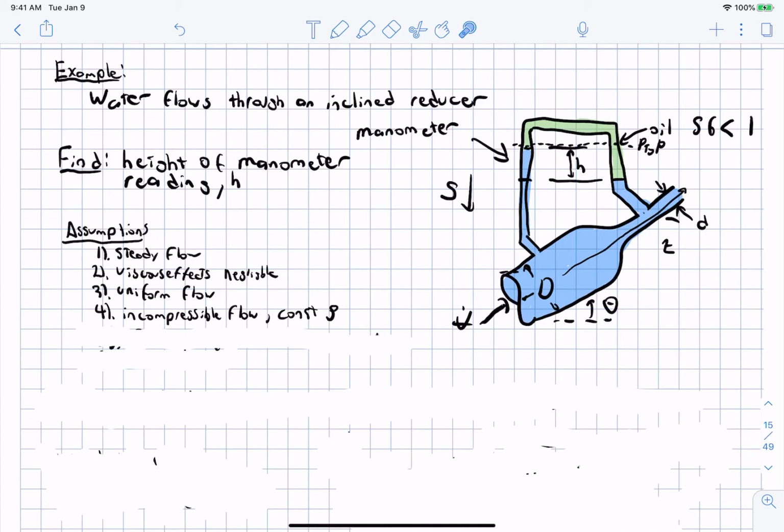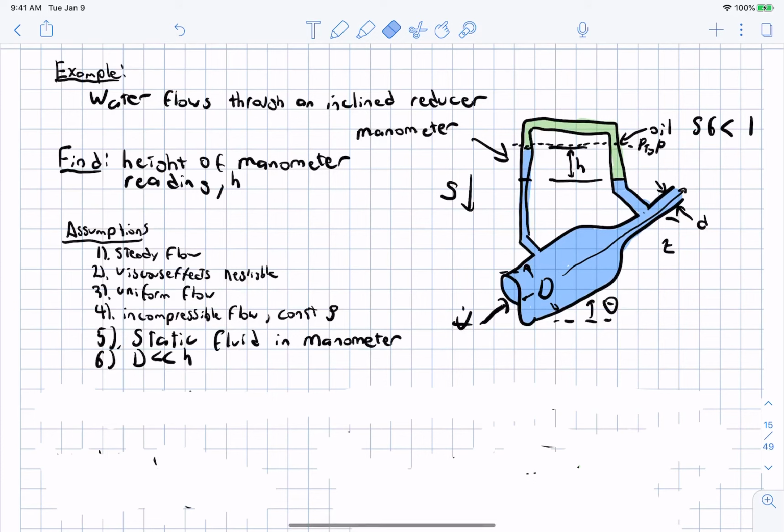Not these three assumptions here. These two assumptions plus this one assumption here means that we can use Bernoulli. And we will assume static fluid in the manometer, which means that we can use our results for fluid statics inside of the manometer.